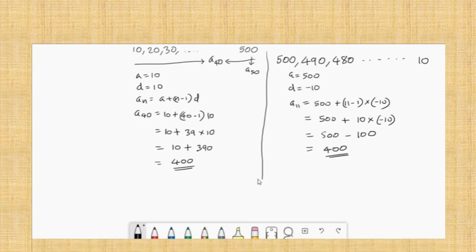And in the second method, we made the arithmetic progression in reverse order. So what happened? The last term of the original arithmetic progression became the first term, and the common difference became the negative of the original. Okay. Now it is enough to find the 11th term of this reversed arithmetic progression. That will be the 11th term from last to first of the original arithmetic progression. So we know the nth term formula. Using the nth term formula, we calculated A11 and we got 400. I hope you understood. Okay.